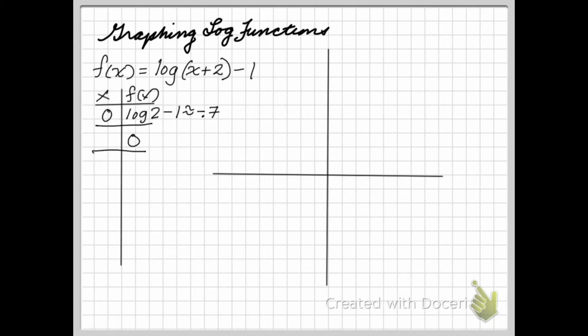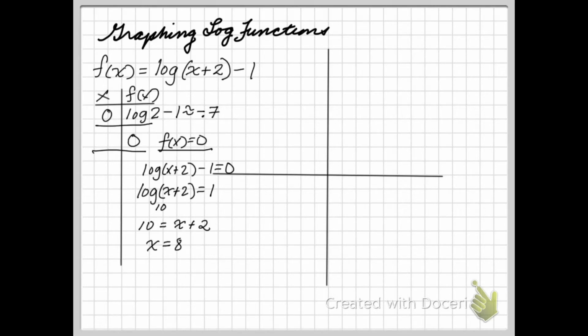For the x-intercept, we've got f of x equal to 0, which is going to be log of x plus 2, minus 1 equals 0. And we want to isolate the log as much as possible. Then I'm going to use the definition of a logarithm here. Of course, we've got an understood base of 10 to the logarithm. So that will be 10 to the first is equal to x plus 2, using the definition of a logarithm. Therefore, x is equal to 8. And that is giving us our x-intercept.